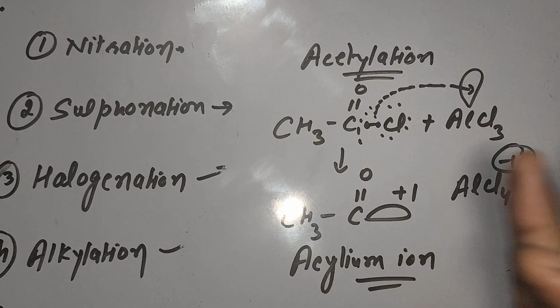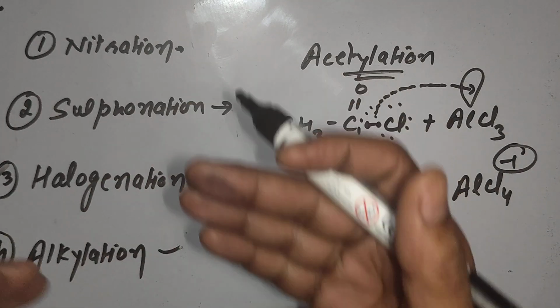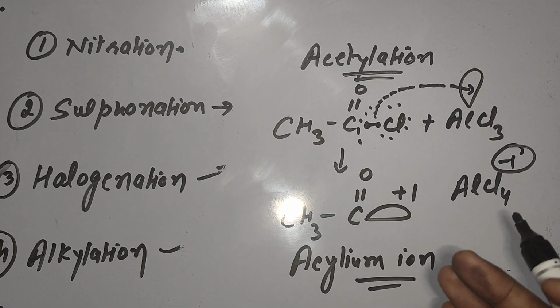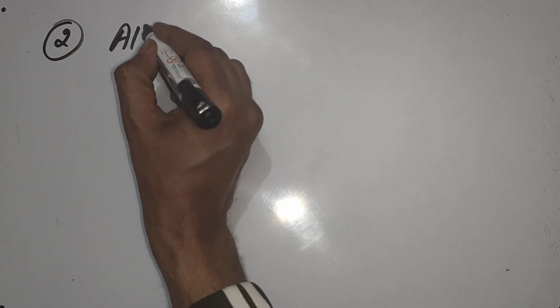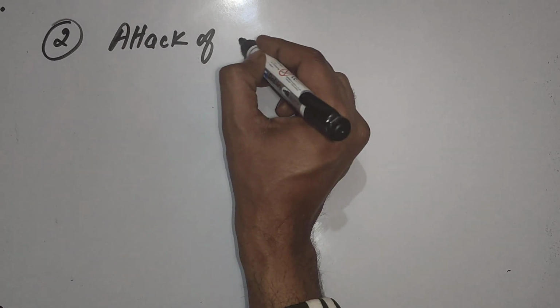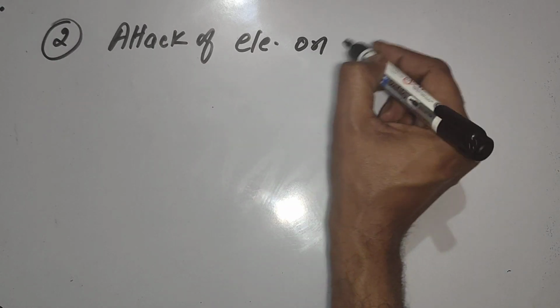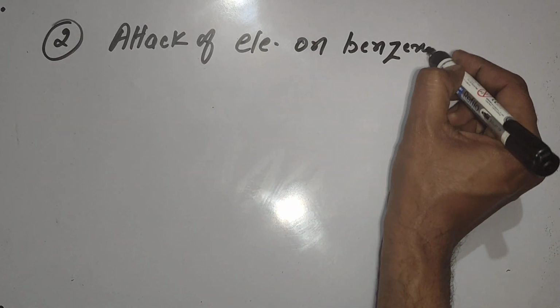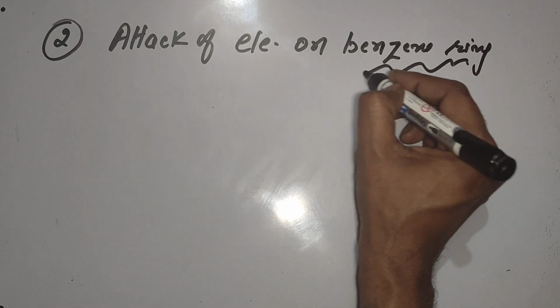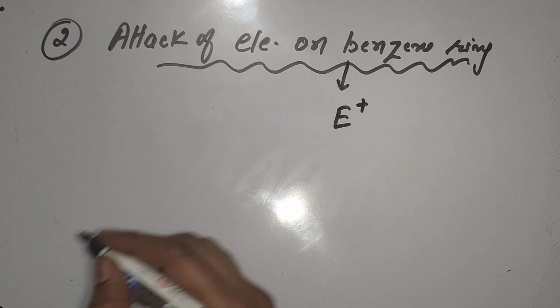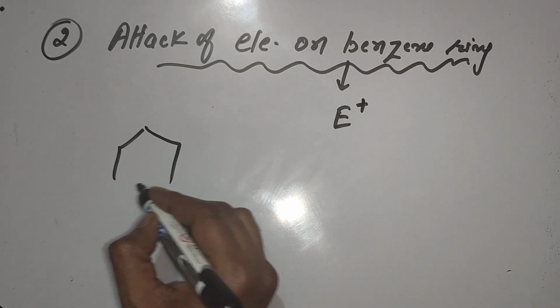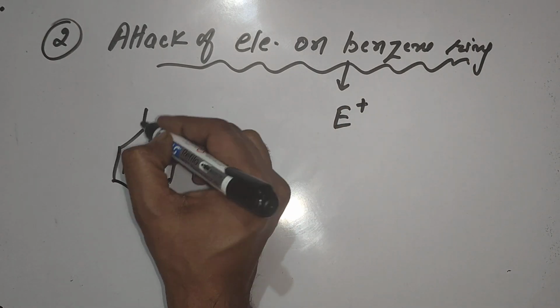Now let's go for the second step. The second step is common for all. This was the first step. What was the second step of this mechanism? The second step was the attack of electrophiles on the benzene ring. In the first step, electrophiles are generated, which I will represent through E positive. In haloarene, the benzene ring is there, X is there.